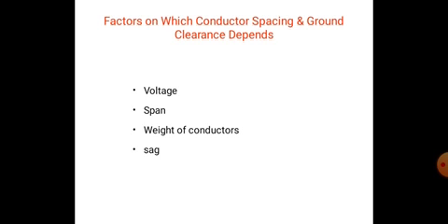the mutual induction between the conductor and earth. The conductor spacing is directly proportional to the system voltage. So the conductor spacing is set to decrease the mutual induction. The conductor spacing is directly proportional to the given system voltage. We have already discussed it on the previous slide.